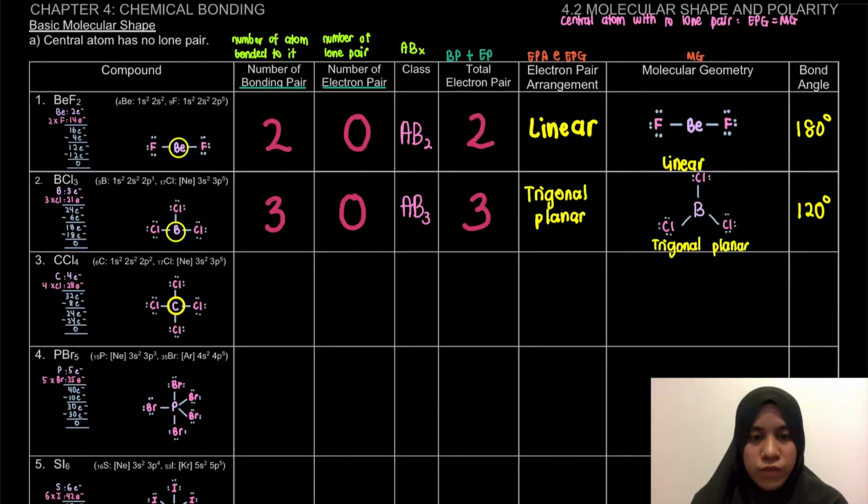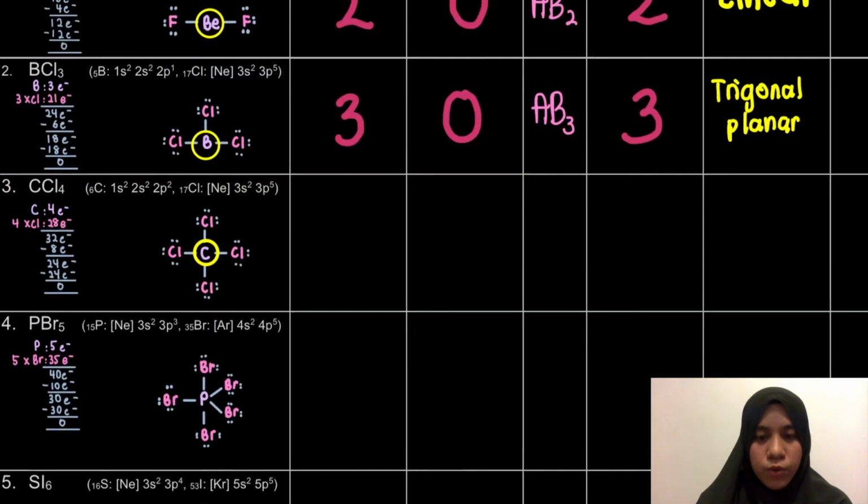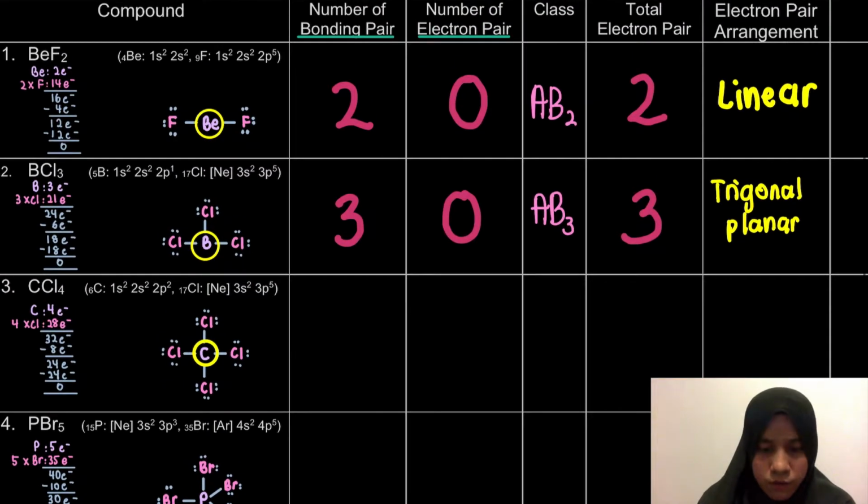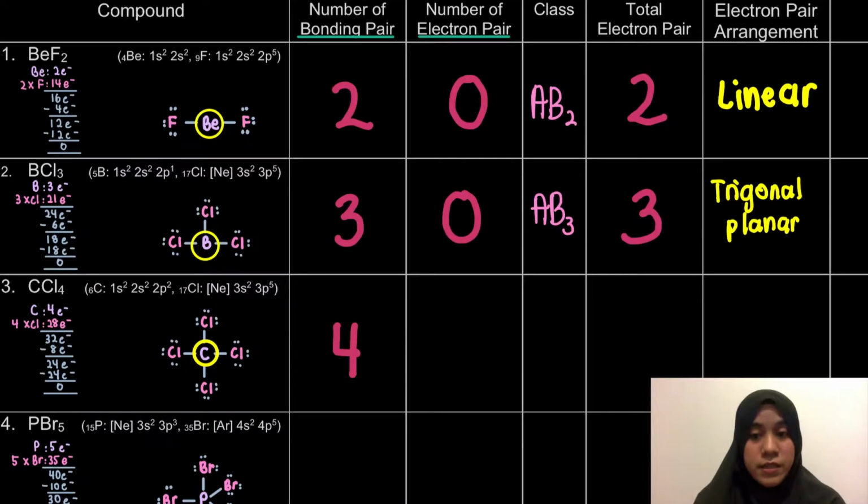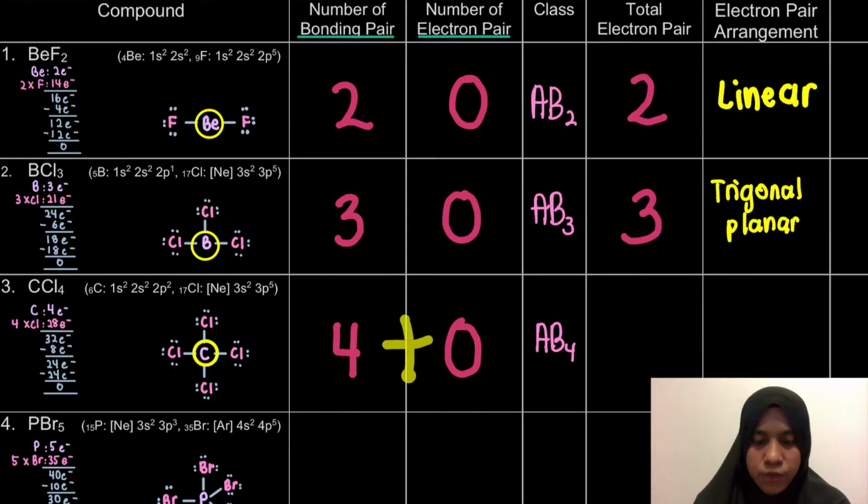So now let's look at the number of atoms bonded to it. The number of atoms bonded to our carbon is 4, and on our carbon itself, we do not have any lone pair, so 0. In this case, our class will be AB4. Why? Because our central atom is bonded to 4 bonding pairs. So the total electron pairs, we add up these two values, gives 4.